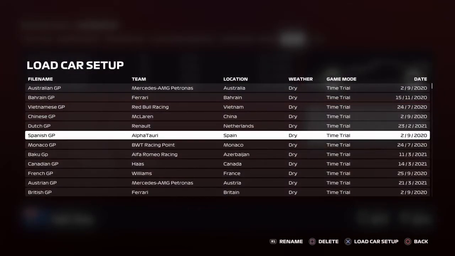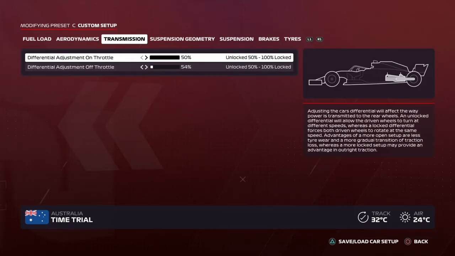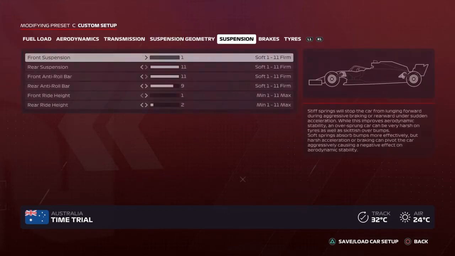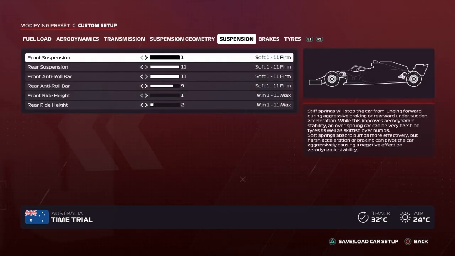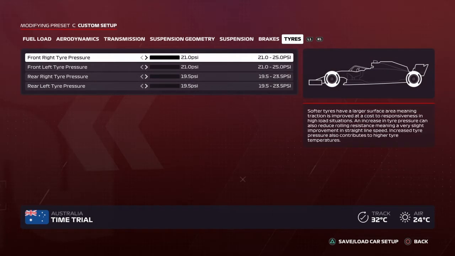On to Spain now, and we're using 210 wing, 50/54, right, left, and then 0.23, 111, 912, and all the way to the left again for the tyres.